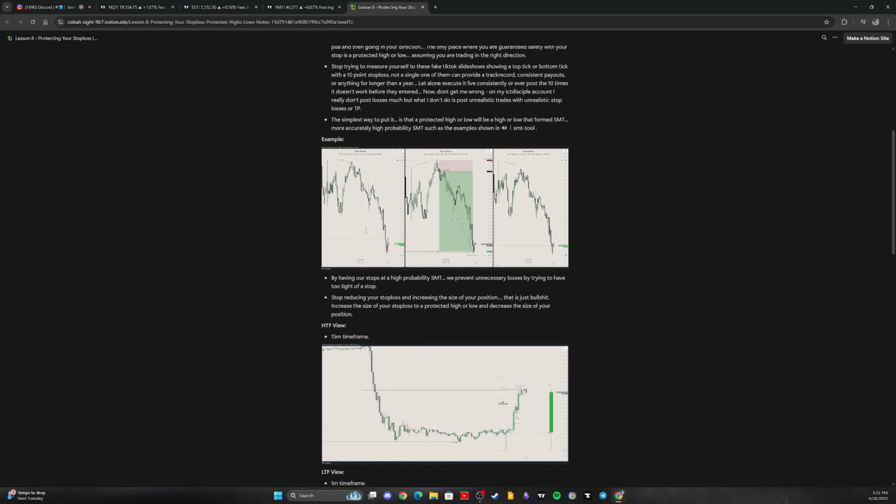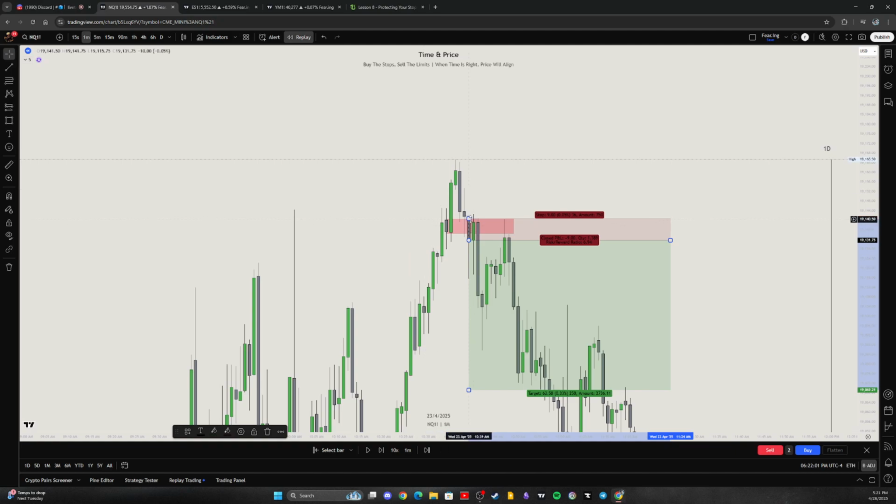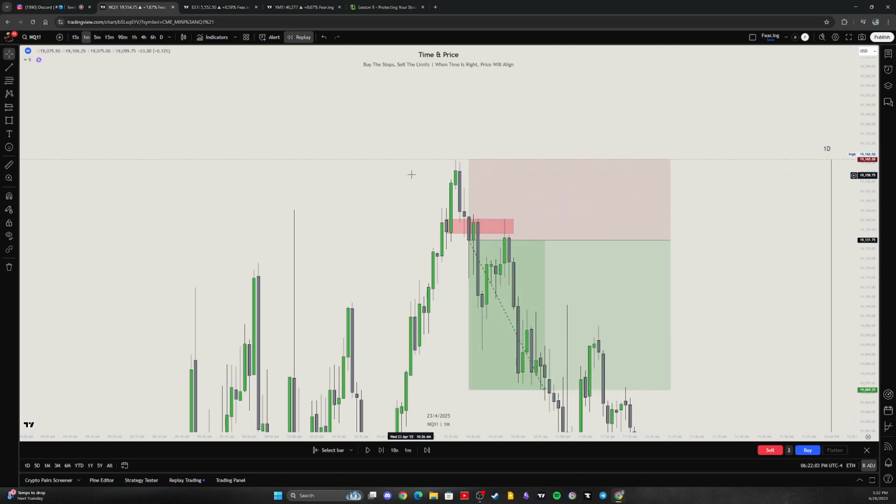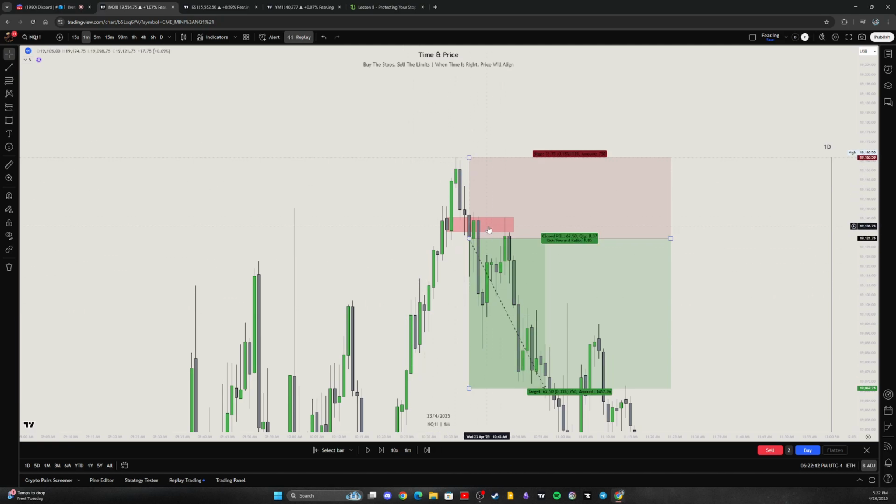As you can see here, by having our stop at a high probability SMT, we prevent unnecessary losses from trying to have too tight of a stop. Similar to what I taught in my previous lesson regarding SMT, the only SMT that matters is time-based SMT. The reason this trade was so successful, the reason we did not end up running out this high, is because the high that we formed SMT with was a time-based high. It wasn't just any random swing high. It was a time-based high, and that is what makes it high probability.